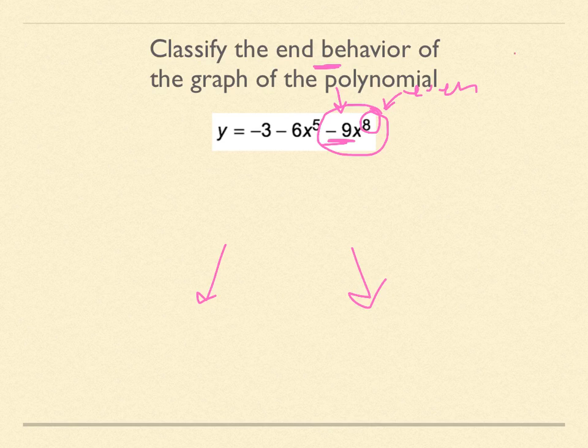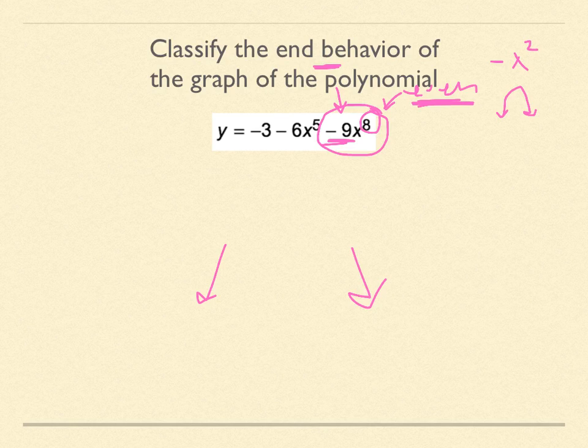So you could just think, we know our negative x squared graph is a sad face, and it has the end behaviors of down and down. So our negative 9x to the 8 is going to have that same end behavior, just because it's also even.